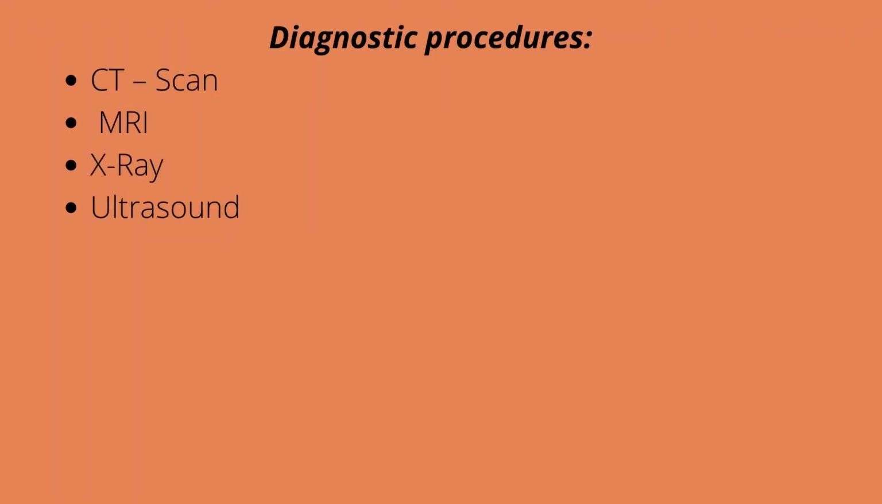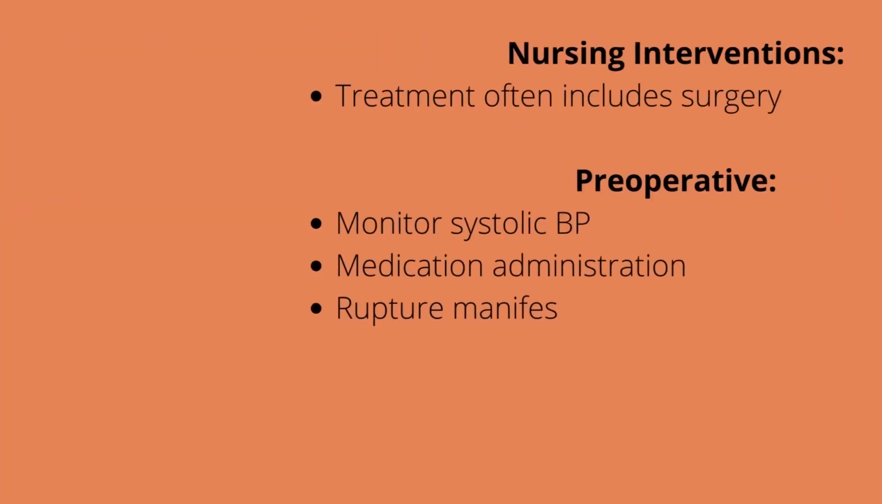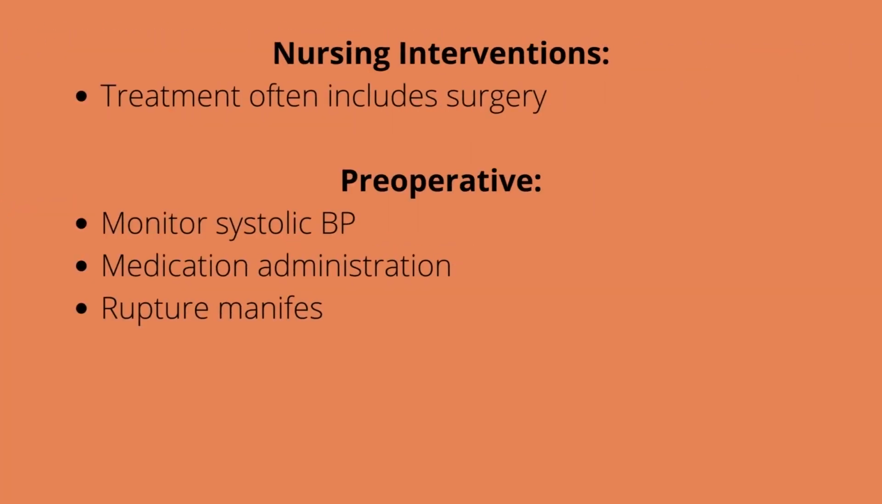Some diagnostic procedures used to diagnose this include CT scan, MRI, X-ray, as well as ultrasound. And what is our nursing care for this? Treatment will often include surgery for this patient, and preoperatively, before the surgery, we'll monitor systolic pressure, which should be in the range of 100 to 120. We'll give them medications like beta blockers and antihypertensive medications. And we'll also monitor for rupture manifestations, which will be intense pain and decreased blood pressure.